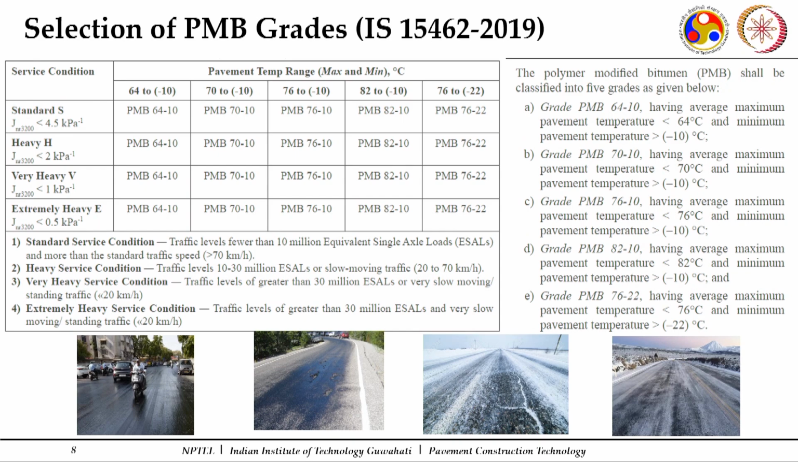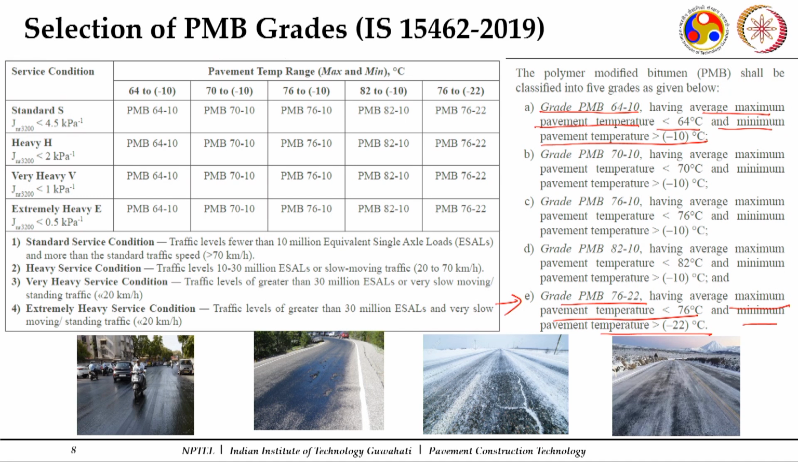So there are different tests and requirements seeing the different grades to be used. The application of these different grades is also for different regions, as I mentioned. It says that PMB 64 minus 10 has an average maximum pavement temperature less than 64 degrees centigrade and minimum pavement temperature greater than minus 10, then 64 minus 10 grade can be used. If I look at PMB 76 minus 22, it has an average maximum pavement temperature less than 76 degrees and a minimum pavement temperature greater than minus 22 degrees. So depending upon in which region we are using, we can select a polymer modified binder grade.